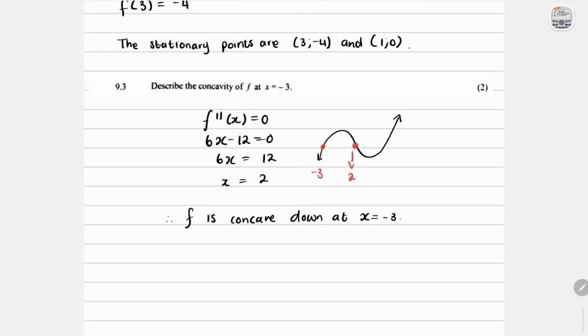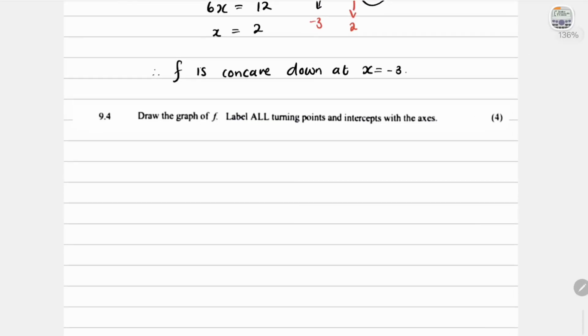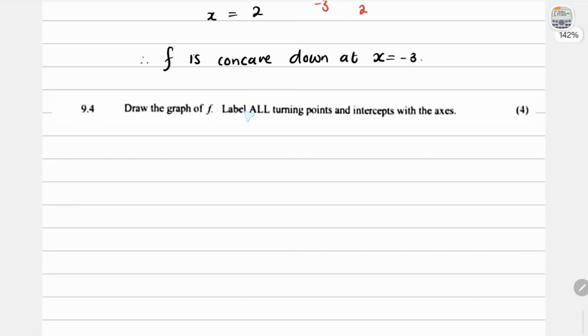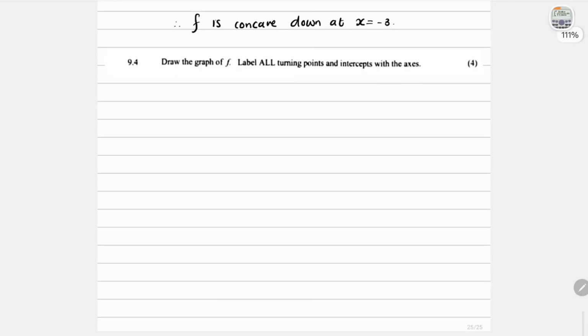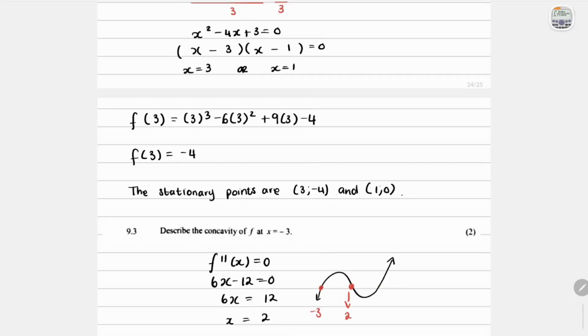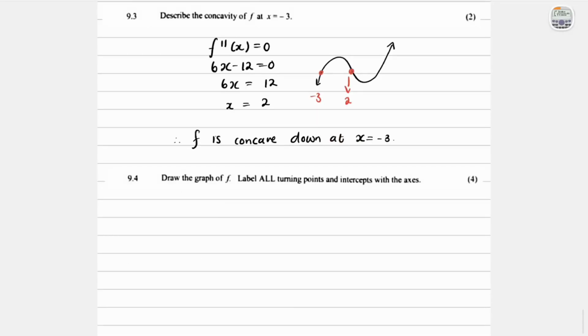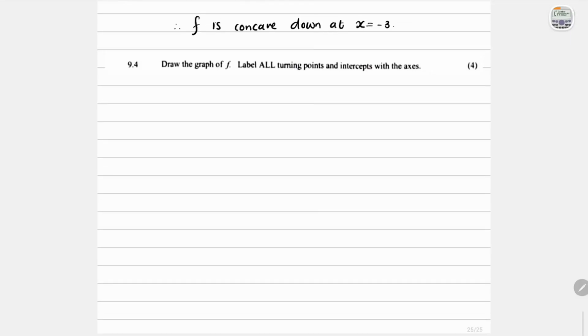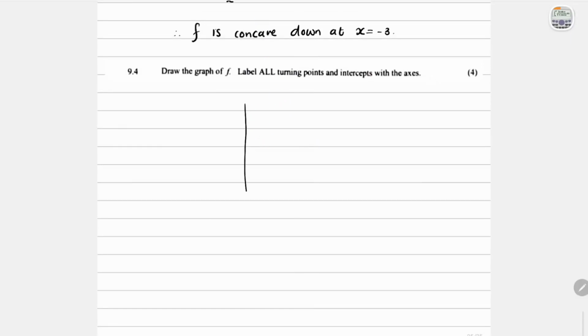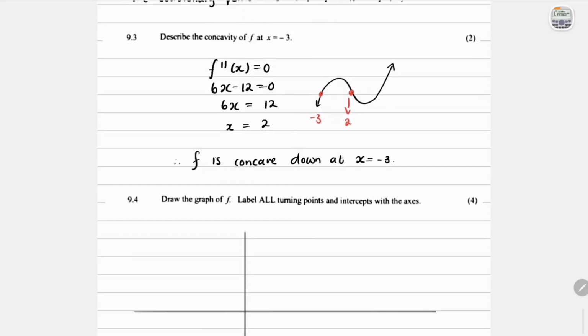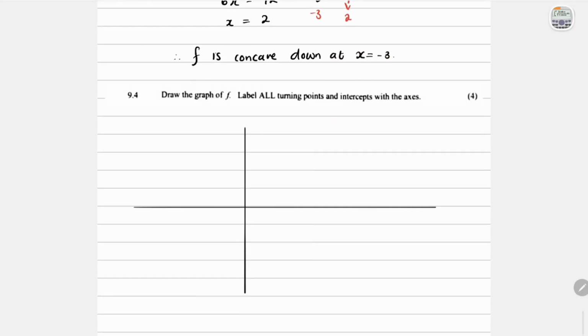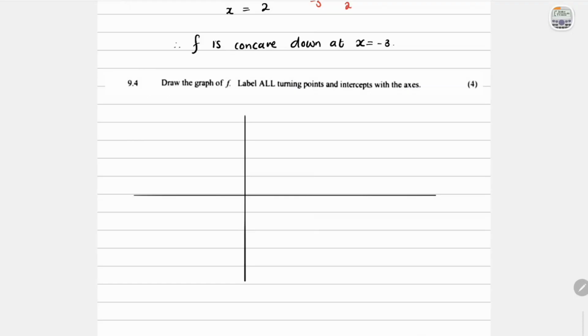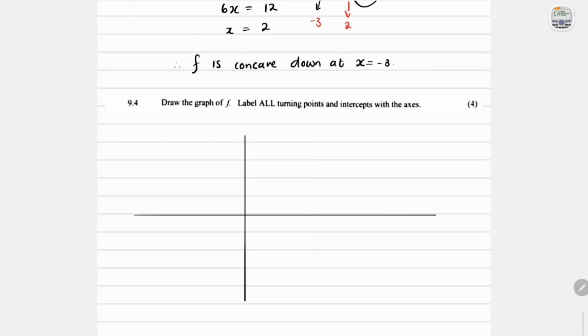Moving on to the next question. The next question is to draw the graph of f, labelling all turning points and intercepts with the axes. We already kind of know what this graph looks like. You just need an x and a y axis. You do not need to be writing too many points down, it's unnecessary. You know the shape of the graph. It goes like that, right? So we have a graph that goes like that, but let's just see the places that it passes.